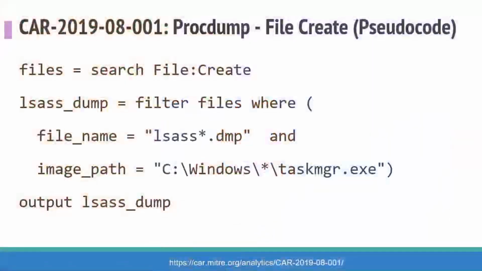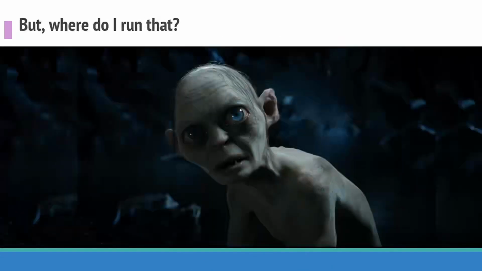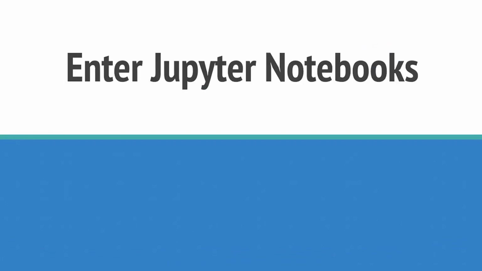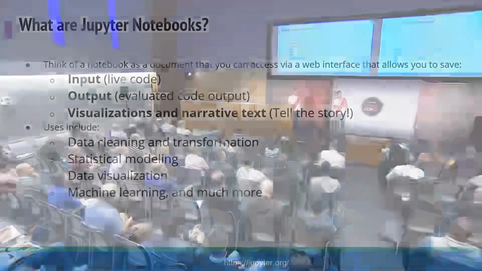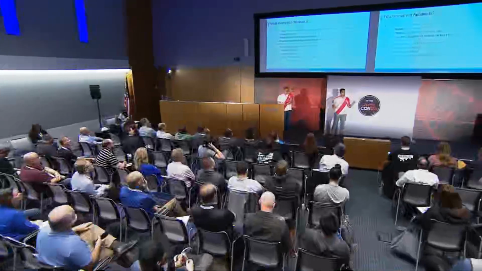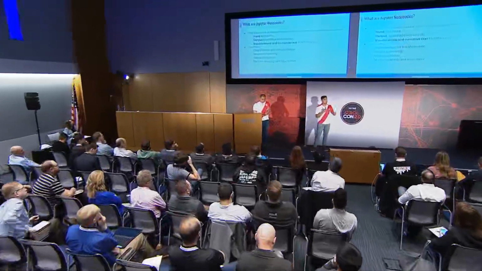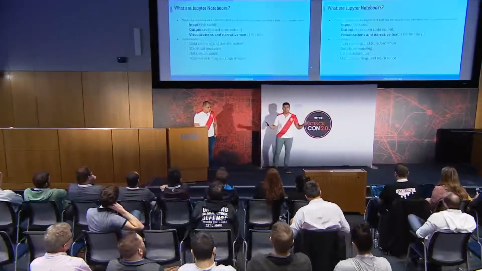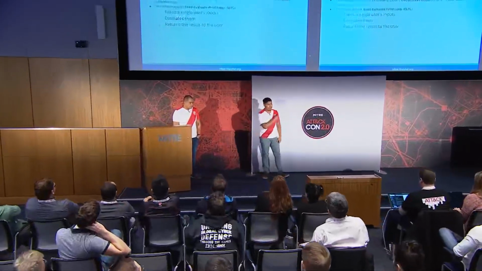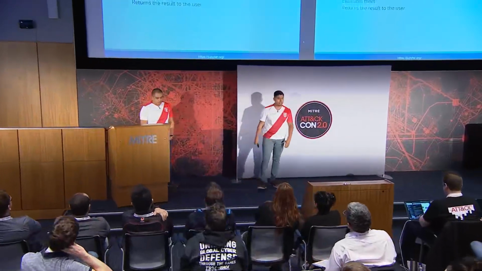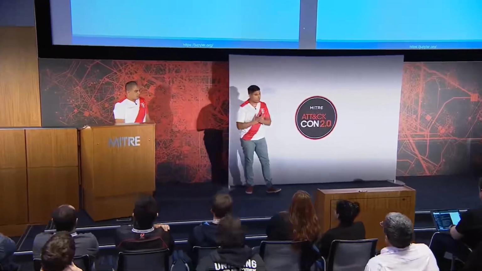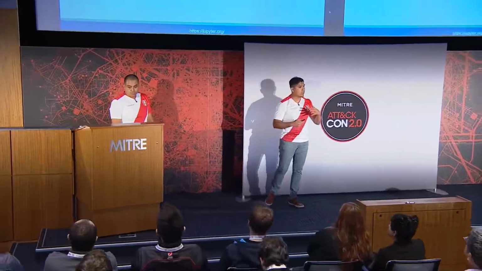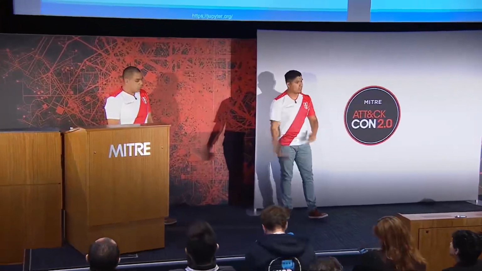All right. So CAR Analytics gives you also some analytics, things that you can start playing with. And they provided this for file creation. You might ask yourself, where do I run this? Well, there's a lot of places where you can run this, a lot of SIEMs. I love to use Jupyter Notebooks to do this. Think about Jupyter Notebooks as a file that you can access through a web interface where you can save input, output, visualizations, and notes to tell the story about your analytic. The way it works, it actually has this kernel and client infrastructure where, once again, it gets input, evaluates the input, and then gets you the data back.